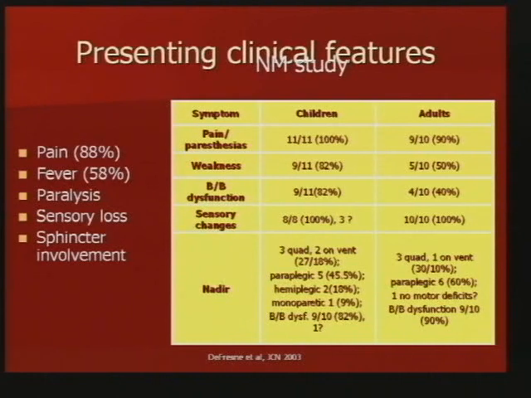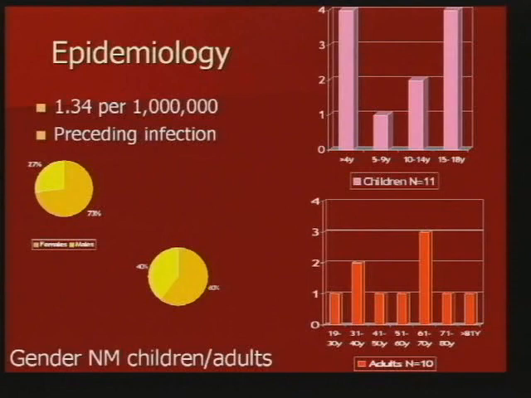Then, epidemiologically, the incidence I can't report because we didn't have enough numbers to tell you what the incidence was in New Mexico. But we did find a gender difference between children and adults. We found more females in the children, quite a lot more, and there was the same difference in distribution by gender in adults.